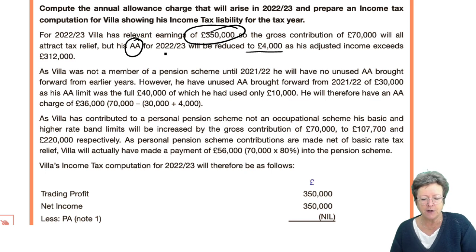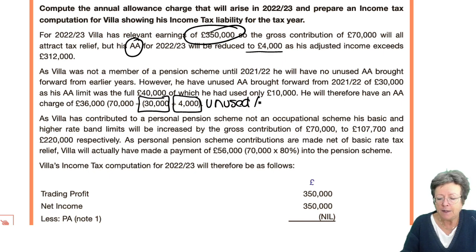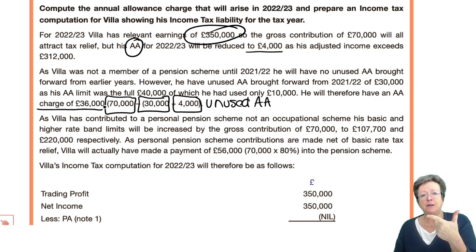Now, he was not a member of the scheme until 21-22, so he will have no unused AA brought forward from earlier years. However, he does have unused AA from 21-22 of 30,000, as his limit was 40,000 in full and he only used 10. So he has 30,000 and 4,000 of unused AA, which is then set against the contribution he's made. So the charge is the amount that he contributed less the annual allowance he's got this year, plus what he's got brought forward. So the charge is 36,000. So that's how you calculate that.